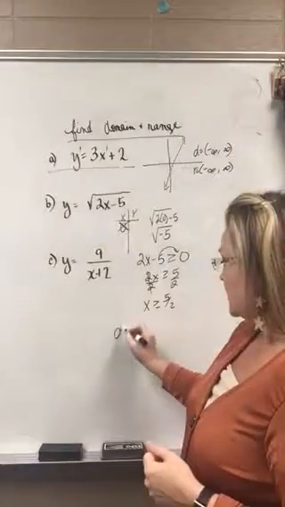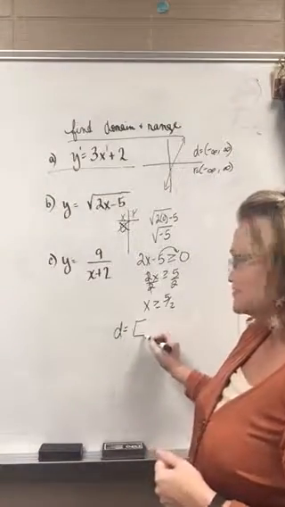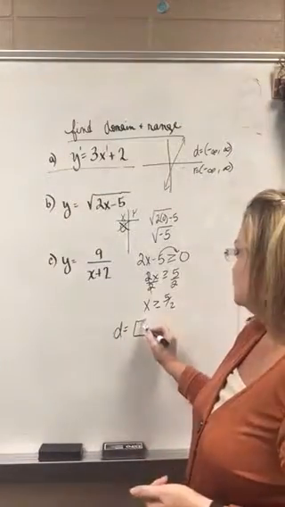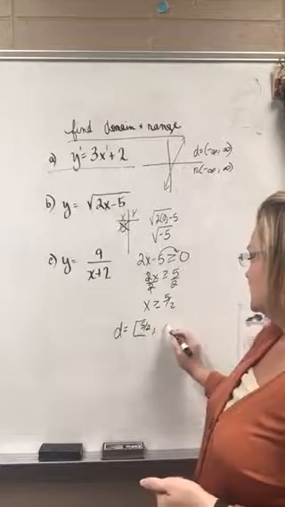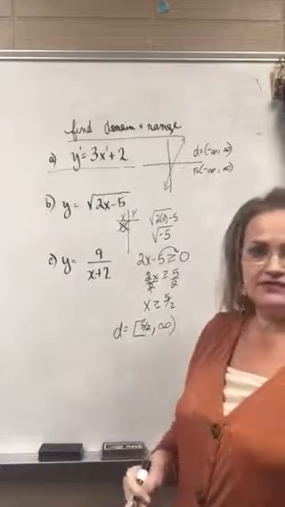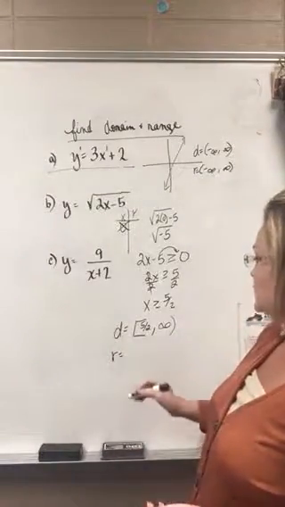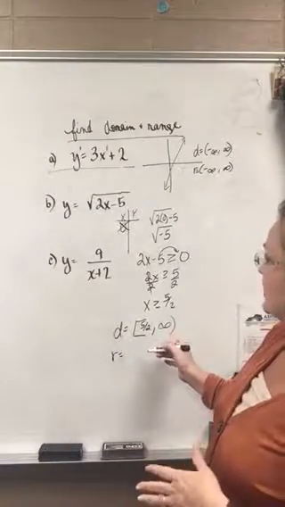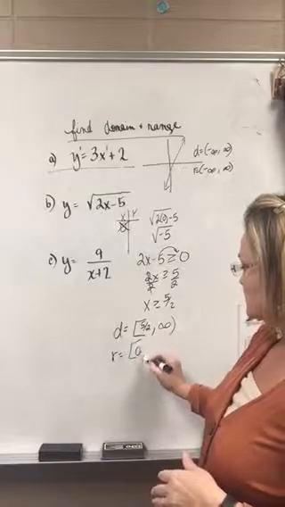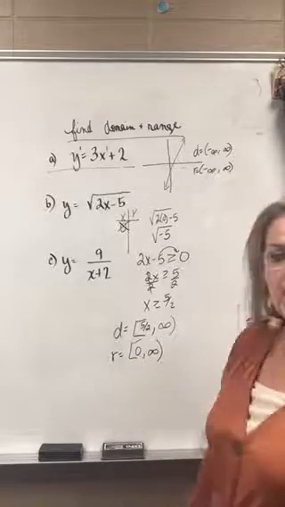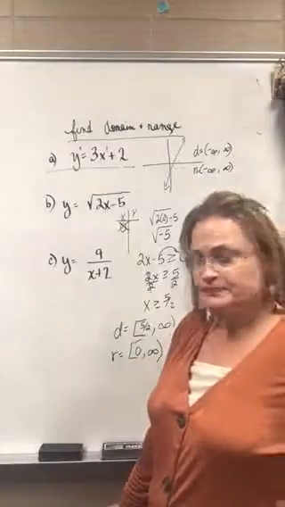So we'll say the domain, the x values, start and include 5 over 2, and then anything larger than that, so to positive infinity. The range, the smallest value that you're getting when you plug in 5 over 2 will be 0. So the smallest value for the range, for y, starts at 0.